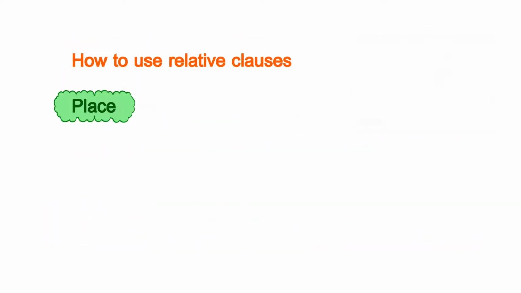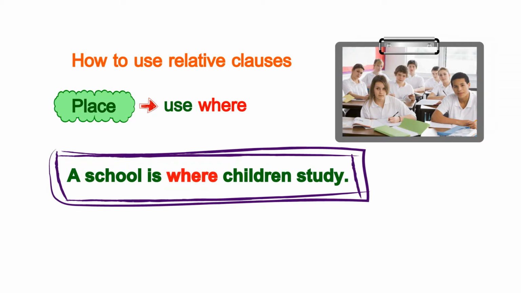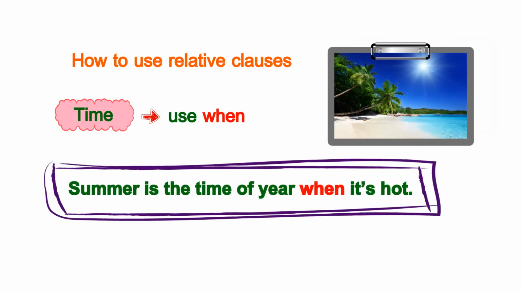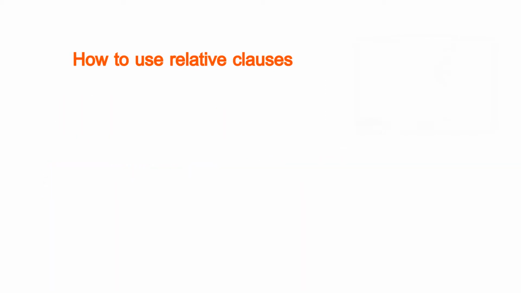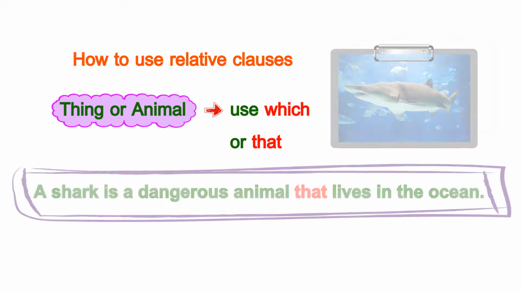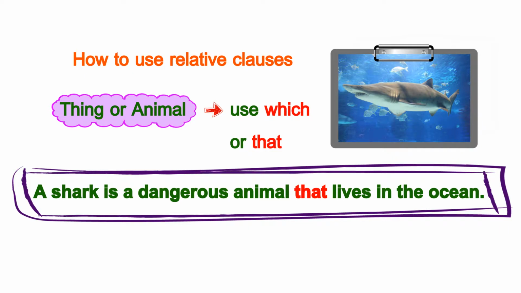When we want to talk about a place, we use where. For example, a school is where students study. When we want to talk about time, we use when. For example, summer is the time of year when it's hot. Also, when we want to talk about a thing or animal, we can use which or that. For example, a shark is a dangerous animal that lives in the ocean.